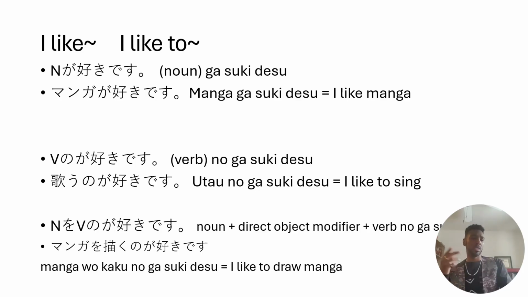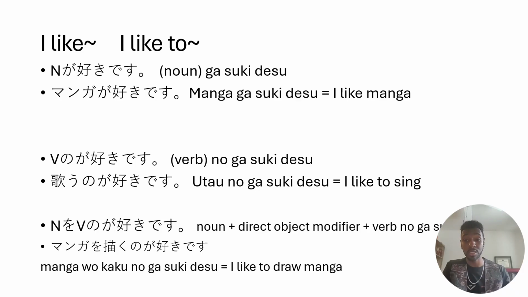Now, you can say you like a noun, but how do you say you like to do something? So you take the verb, and then instead of ga suki desu, you say no ga suki desu. So the only difference, if you like a noun versus you like to do something, you put no there. Verb no ga suki desu. I like to sing. Utau no ga suki desu. I like to read. Yomu no ga suki desu.